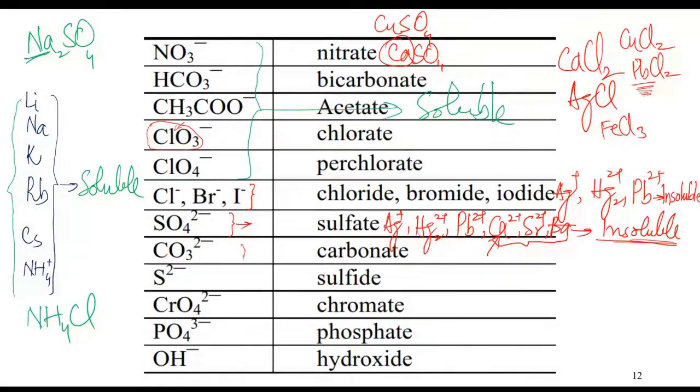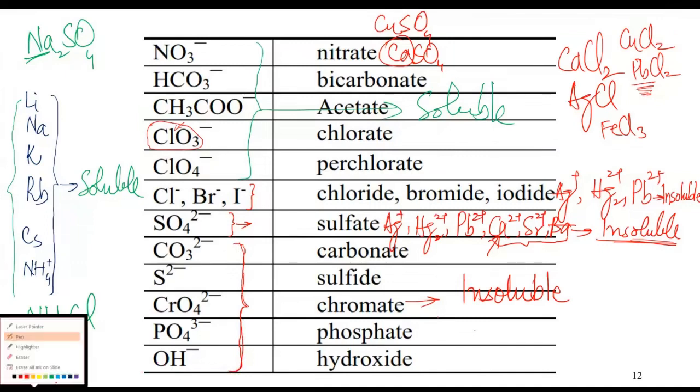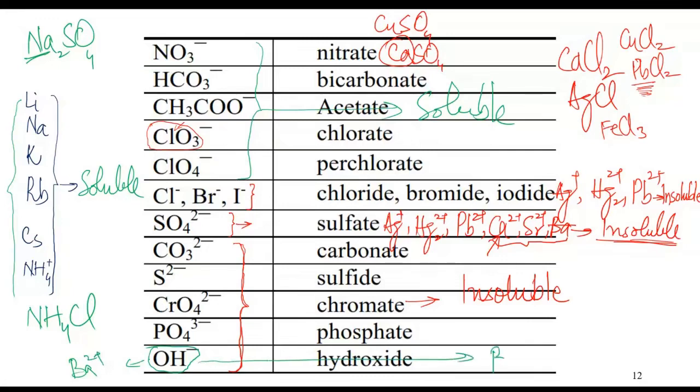Okay, students, the last 5 ions. If these are present with any element, then the compound will be insoluble. When you see these 5 ions with any element, that compound will be insoluble. But we have one exception here, OH. OH present with Ba, barium, is soluble. So Ba(OH)2 is soluble.